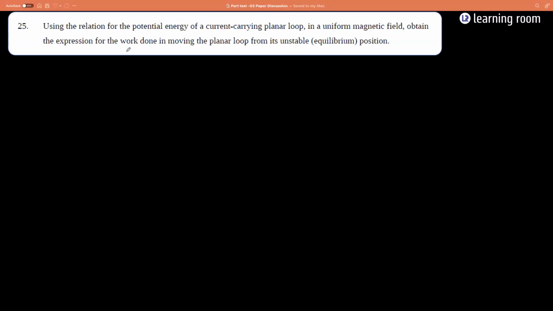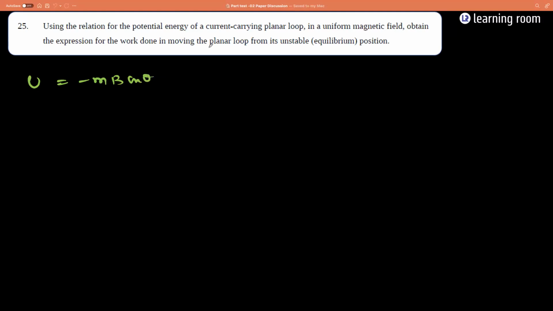Next, using the relation for potential energy of a current carrying planar loop in magnetic field, obtain the expression for the work done in moving the planar loop from unstable to a stable position. So what is the answer? What is the formula for potential energy when a dipole is placed in uniform magnetic field? U is equal to minus MB cos theta.